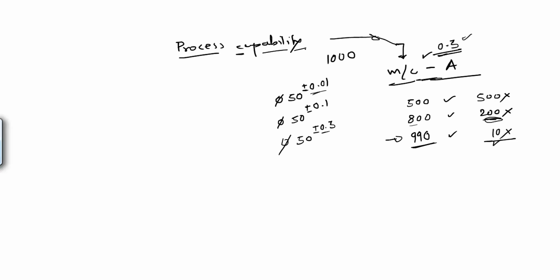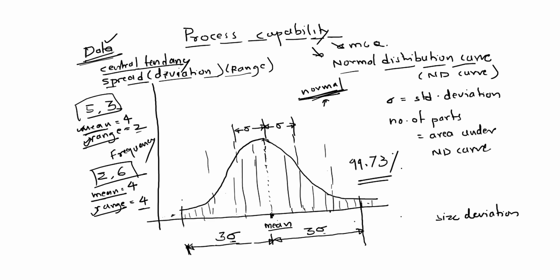Now we will relate this concept with the previous diagram. Here, this is the limit within which the shafts are getting produced. 99.73% of parts are getting produced. That means if I consider this is my tolerance, then my process capability is nothing but plus minus 3 sigma, that is 6 sigma. 3 sigma this side, 3 sigma this side. 6 sigma is the deviation.